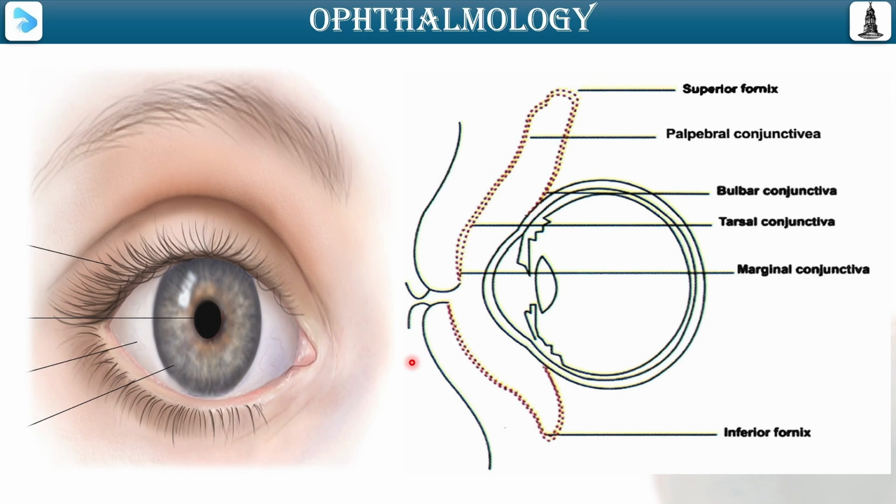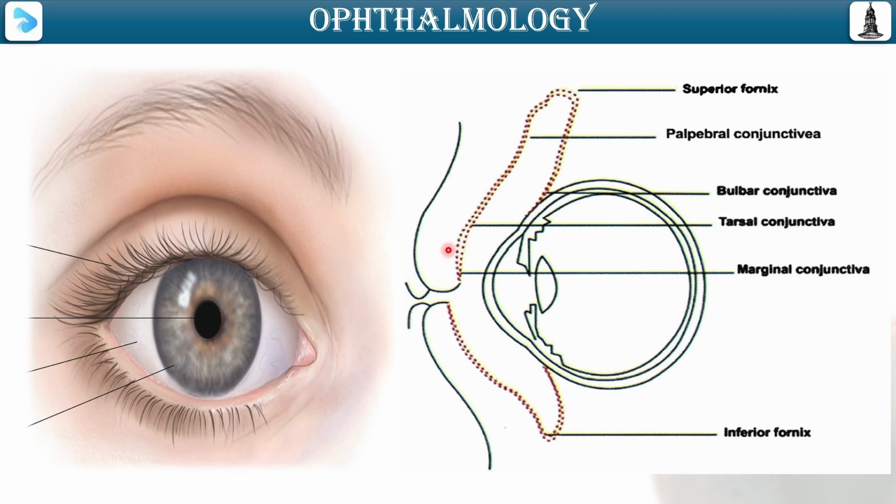So what is the summary of the conjunctiva? The conjunctiva is a thin membrane that covers the eyelid here and here, and the outer surface of the eye. That's clear.